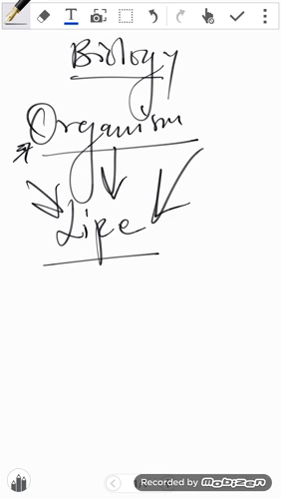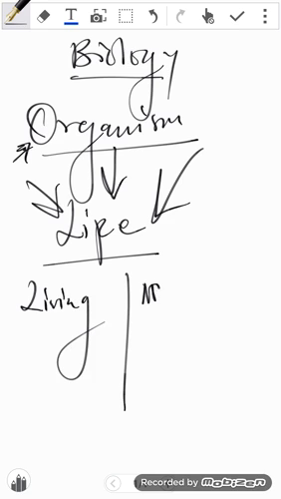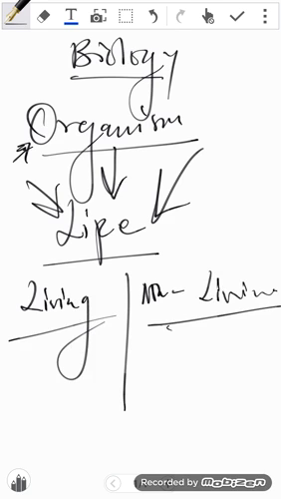Wow, that's great. So we are organisms, but an organism can be classified to be living or simply just non-living. A living organism is an organism that has life in simple terms, while a non-living organism is simply something that does not have life.